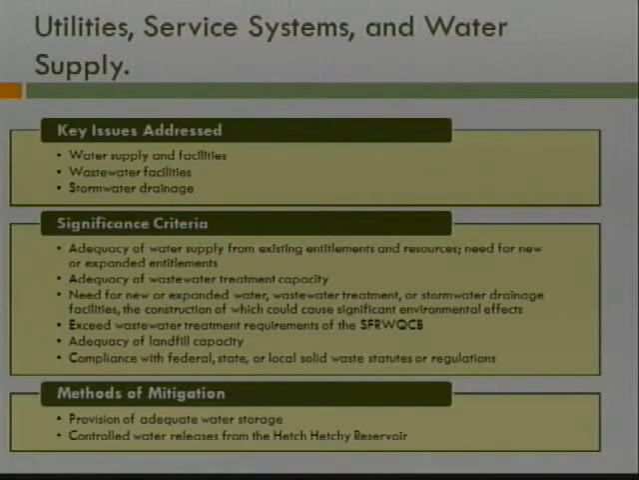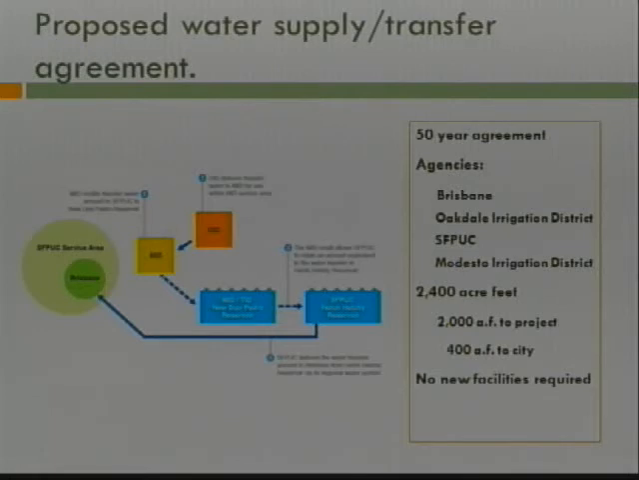As well as, and we'll talk about the impacts of the water supply agreement and some of the effects it has as water travels to the city. So the basic water supply agreement, and there is a chart in the EIR that you can follow fairly simply, is how water is transferred, not the physical water, but legal ownership of water, from Oakdale Irrigation District to Modesto Irrigation District to San Francisco PUC to the city of Brisbane. And all that is done with no new facilities. So it's a 50-year agreement.